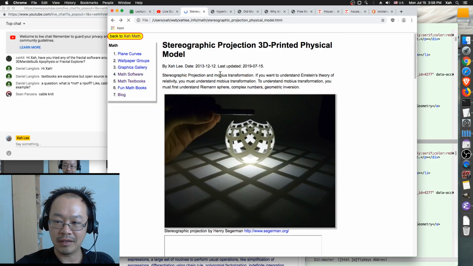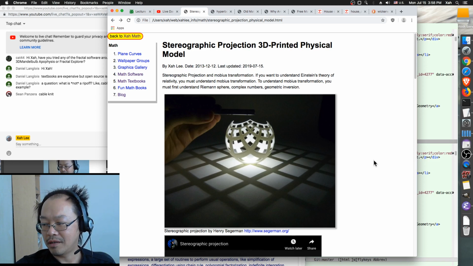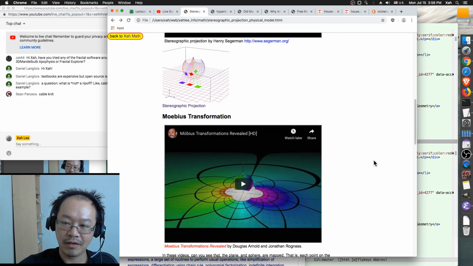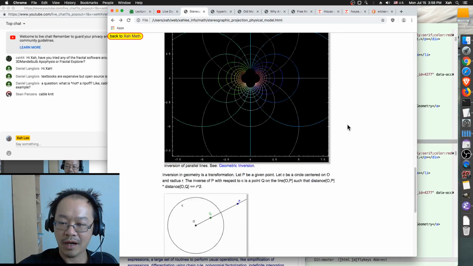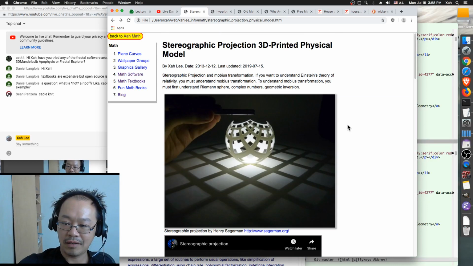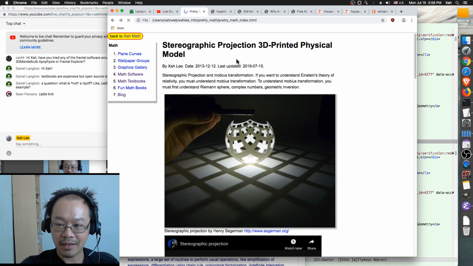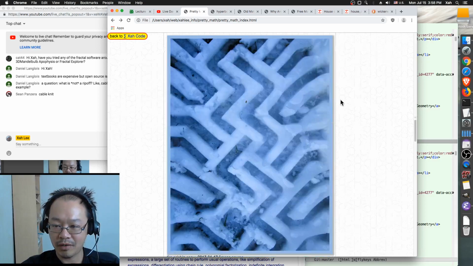And in math, this sphere is called the Riemann sphere. And it's a model for the complex plane. So the math of this subject is complex analysis. So that's what this is about, complex analysis, which is what that book was about, that we showed before.